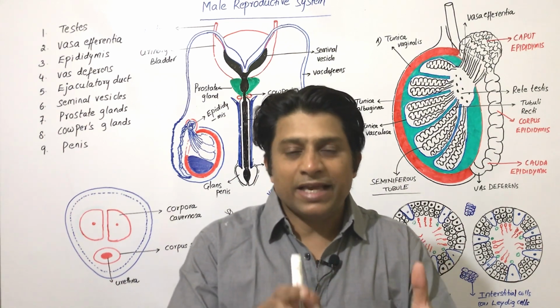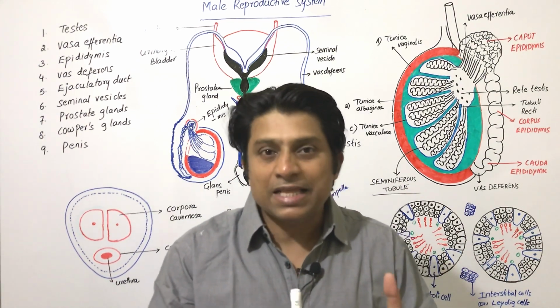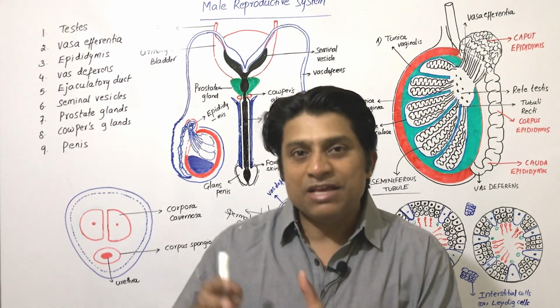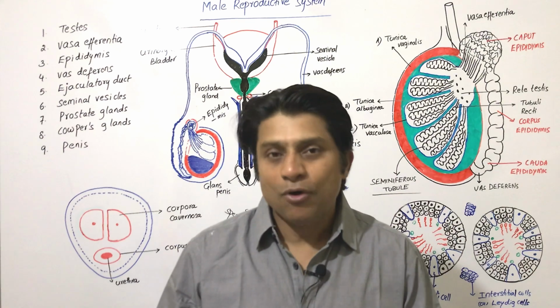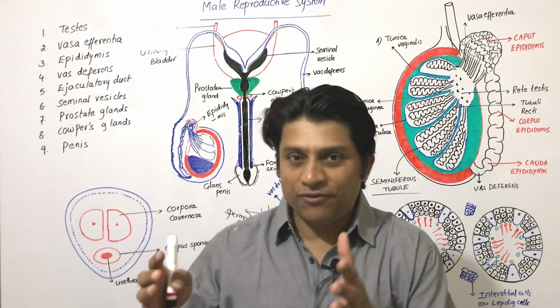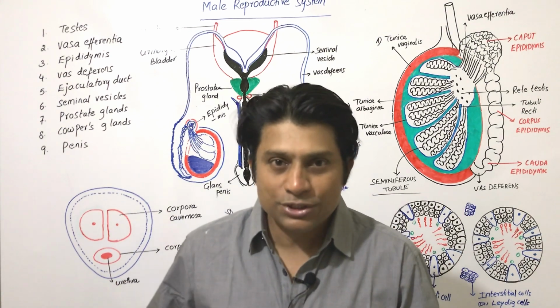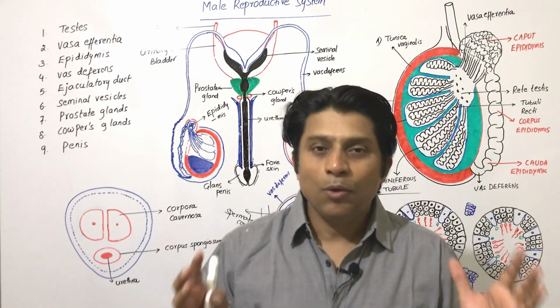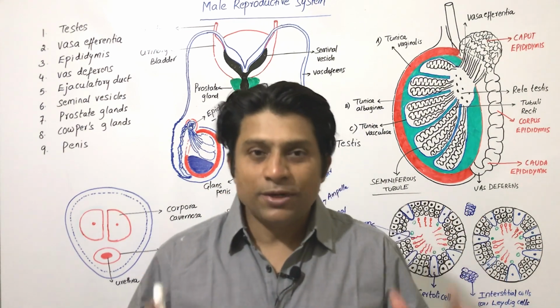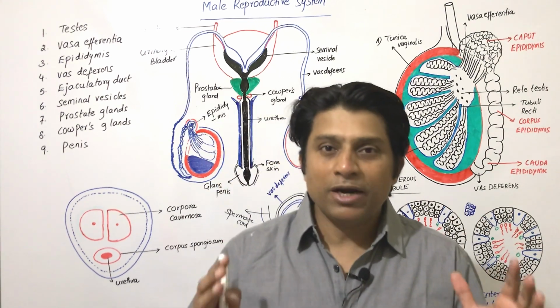Sex determination is done with the help of gonads, and sexual differentiation is with the help of hormones. So males and females can be differentiated with the help of hormones, and sex is determined with the help of gonads. So students, today we are talking about the human reproductive system.